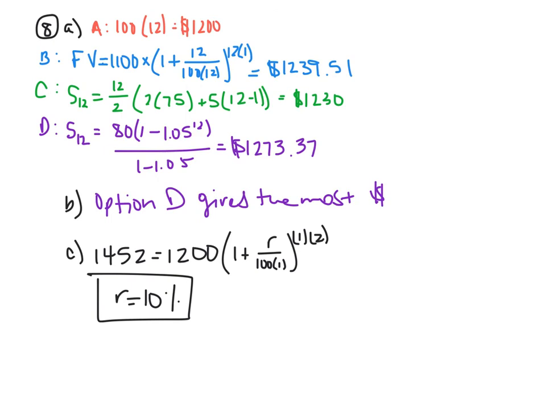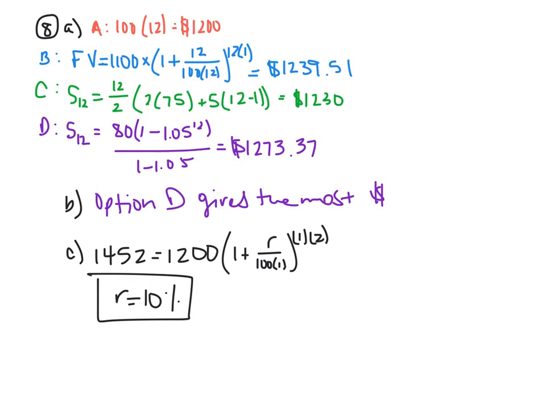Option D is a geometric sequence with a common ratio of 1.05 because she has 105% of what she had the month before, and a u sub 1, or initial value, of 80. So using the sum formula for geometric sequences, you end up with $1,273.37 at the end of the year.